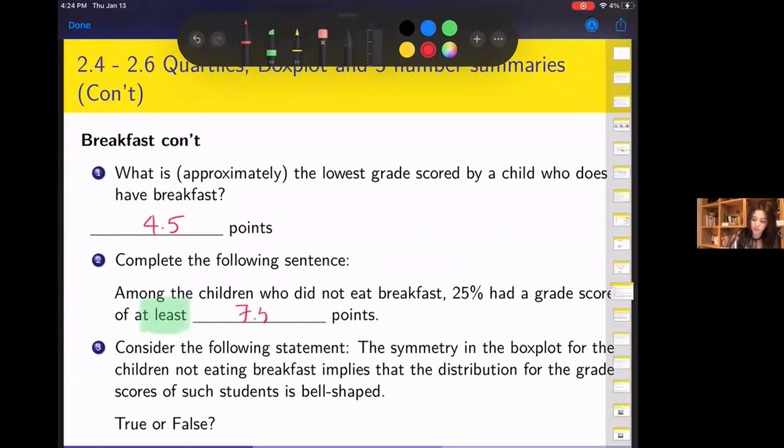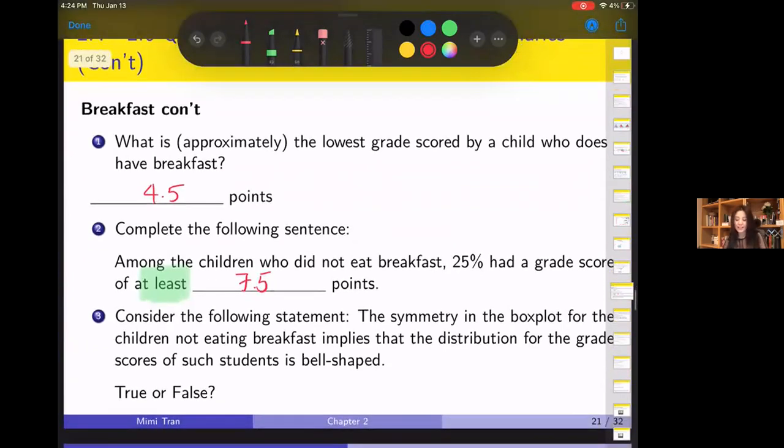You're going to have something like this on the exam. All right, last one. Consider the following statement: the symmetry in the box plot for the children who do not eat breakfast implies that the distribution of the grade scores of such students is bell-shaped. What do you think? False. Why? Because box plots don't decide the shape.